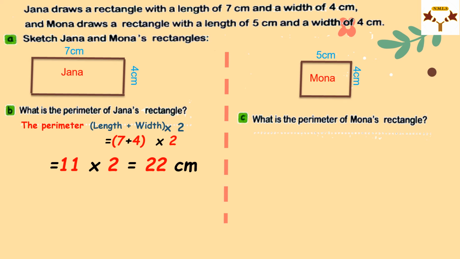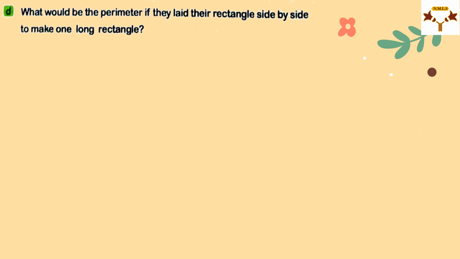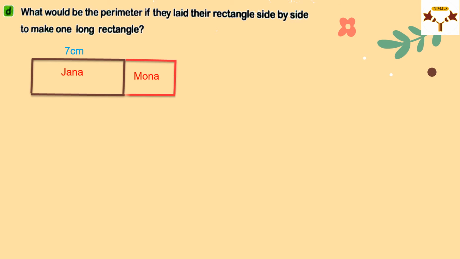Here the perimeter of Mona's rectangle will be length plus width times 2, 5 plus 4 times 2. Now what would be the perimeter if they laid their rectangles side by side to make one long rectangle? Let's put these two rectangles for Jana and Mona together to get a new big rectangle. So the rectangle for Jana beside the rectangle for Mona, now I get a new big rectangle.